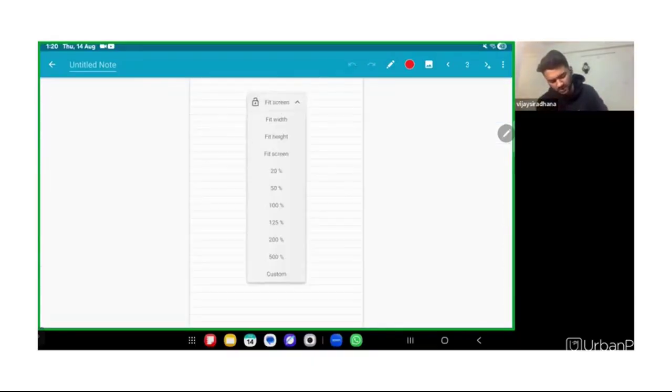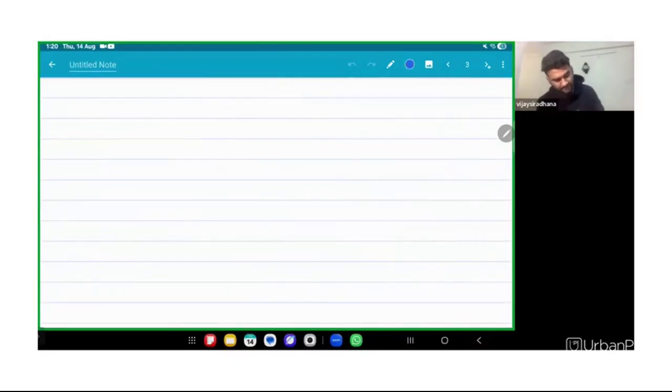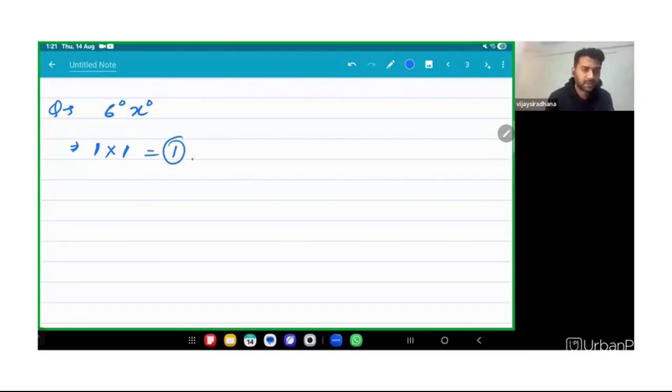There is one question. What about 6 to the power of 0 into x to the power of 0? The answer is again 1, because 6 to the power of 0 is 1 and x to the power of 0 is 1, so this will be 1. I thought this might be a confusing thing going into your mind, so I cleared it: it's not only the variable with the power of 0, it can be the coefficient also. If the coefficient power is 0, then the answer will be 1 only.